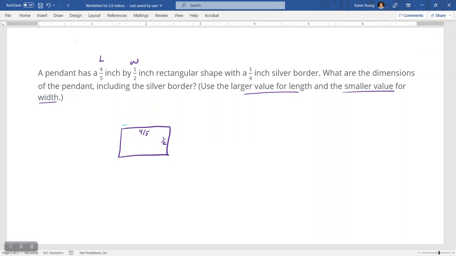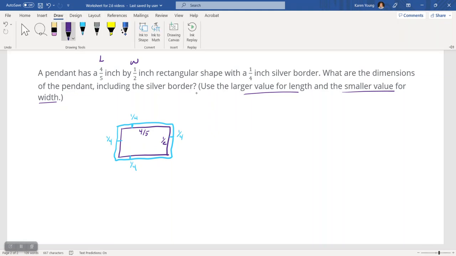So I'm going to draw a little border around this. And as every math teacher says, I am not an artist. So it's crooked. But from here to here is 1/4 of an inch. From here to here is 1/4 of an inch. From here to here is 1/4 of an inch. From here to here is 1/4 of an inch.